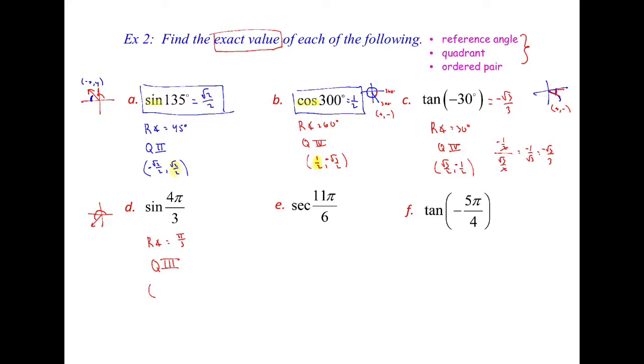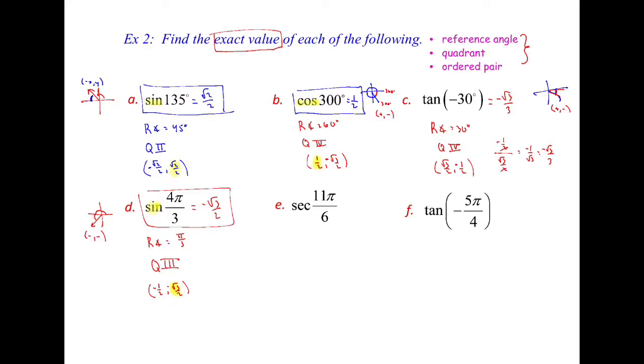And your ordered pair for pi over 3 would be 1/2, square root of 3 over 2. Both of them will be negative because you are in quadrant 3. So what is sine of 4 pi over 3? Sine is your y value, so it's negative square root of 3 over 2. And there's your answer.